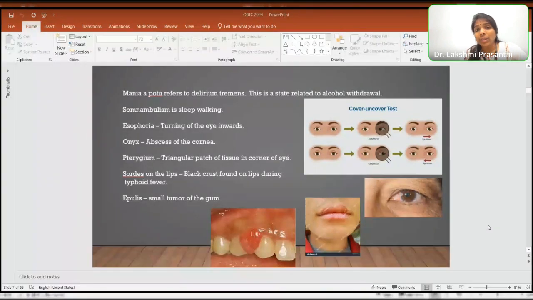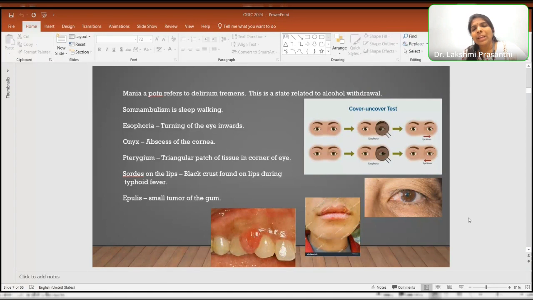Esotropia is a term given in the eye chapter, which basically means there is a turning of the eye inwards. And if the eye turns outwards, it is exophoria. You can use these rubrics when you are repertorizing a case. One more rubric, which is onyx, which basically means there is an abscess of the cornea. Another rubric in the eye chapter is pterygium, a triangular patch in the inner corner of the eye.